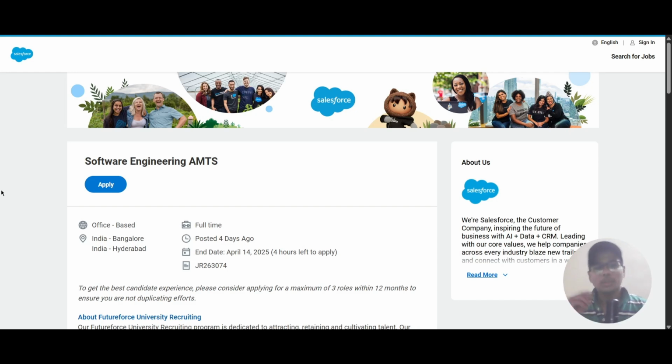So here is a quick job update. We have only 4 hours left to apply for this role. The first one is Software Engineer AMTS and the second one is Internship in AMTS. So the company hiring here is Salesforce and the work locations will be Bangalore and Hyderabad.